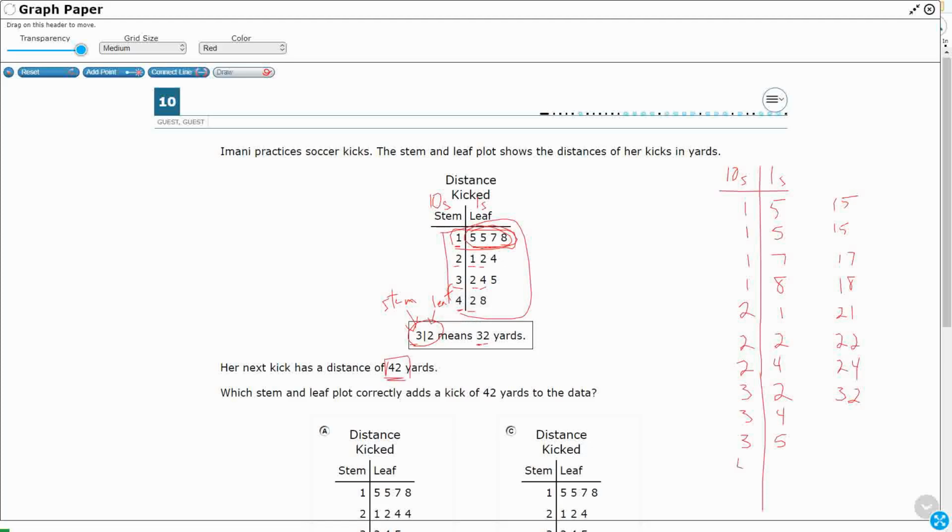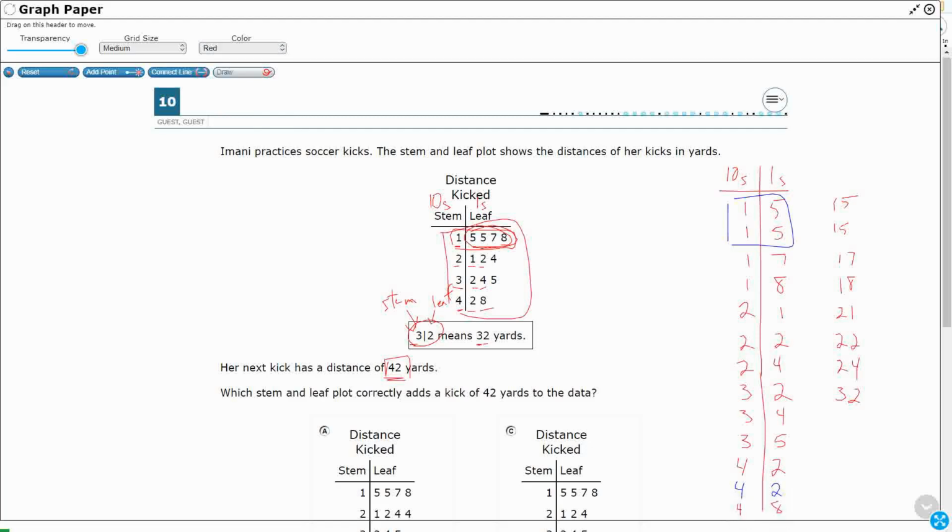Look at that next one. I've got a 42, and it says I need to add another 42. So let me just add another 42 right there. If you have two of the same one, you can have them right on top of each other like we did with the 15s. And then I've got that 48.